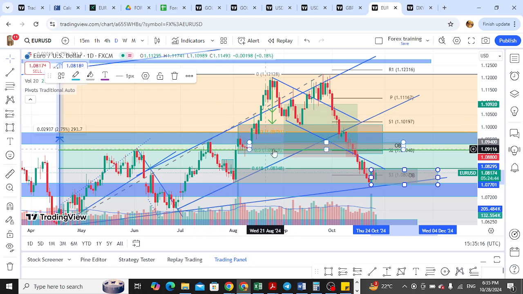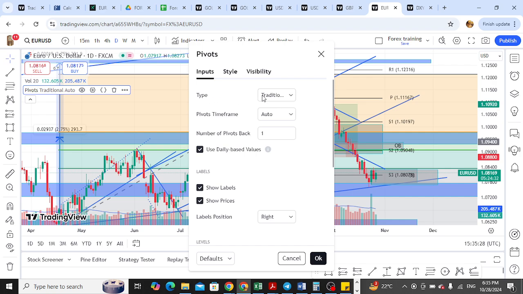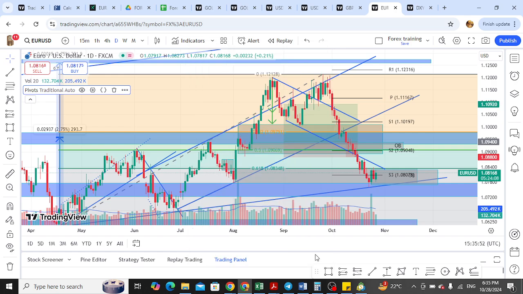So the next thing that I look at is support and resistance. I take my hints on support and resistance from the pivots. The pivots is an indicator, Pivots traditional auto. This is the one that I use, and these are the settings. Type is traditional. Pivots time frame is auto. Number of pivots back is 1, just to take the last one, because if I put others, the whole screen will be full of pivot data. I check use daily based values, and labels I put on the right. That's it. So I take my hint on support and resistance from the pivots.